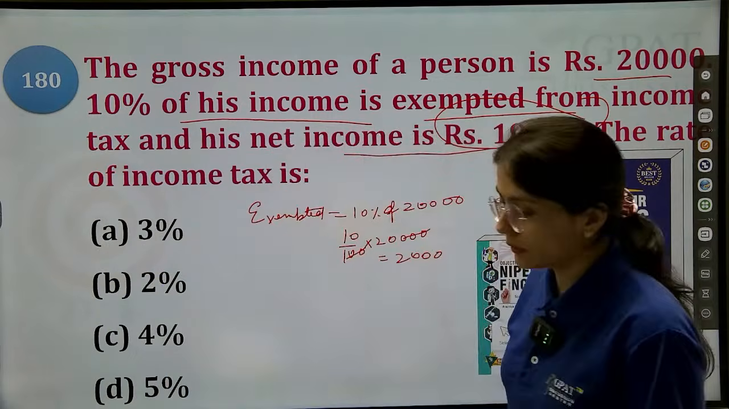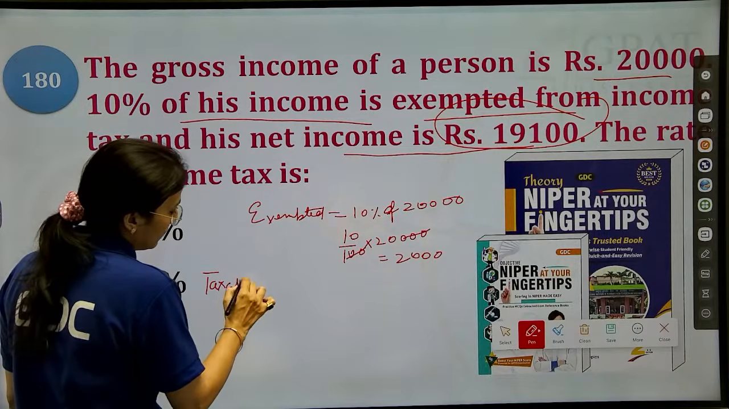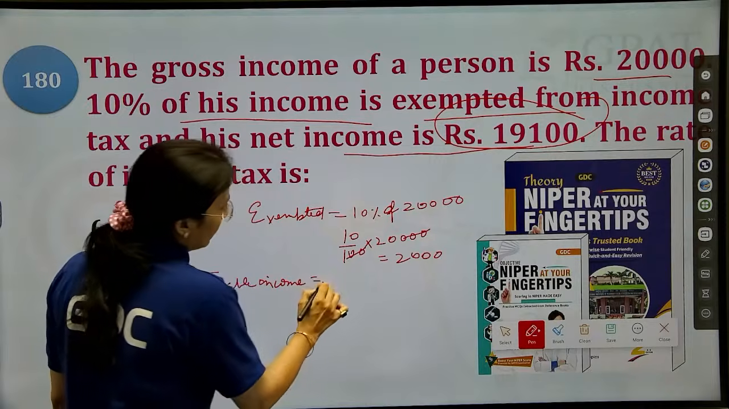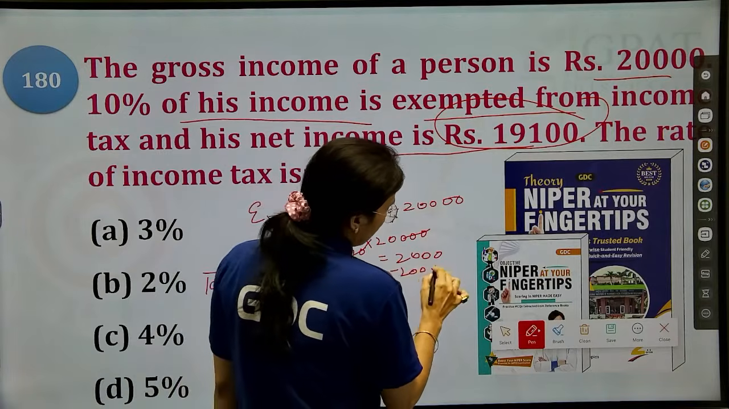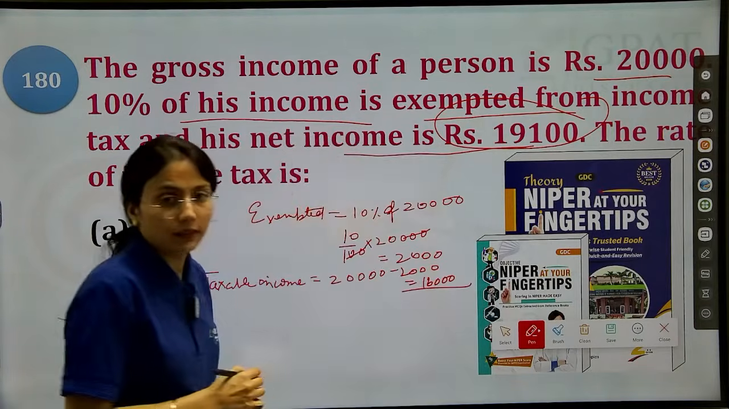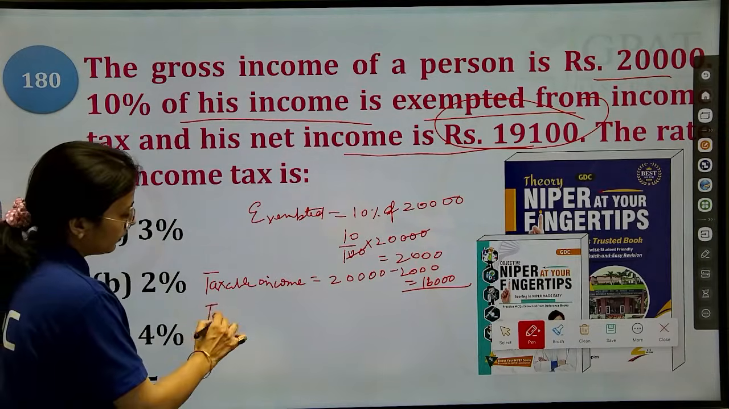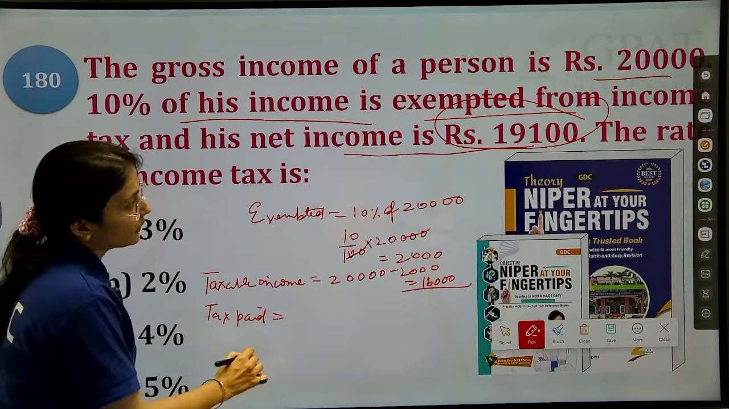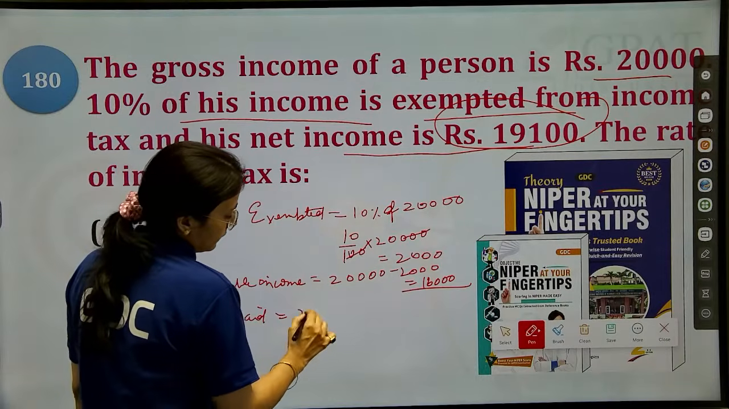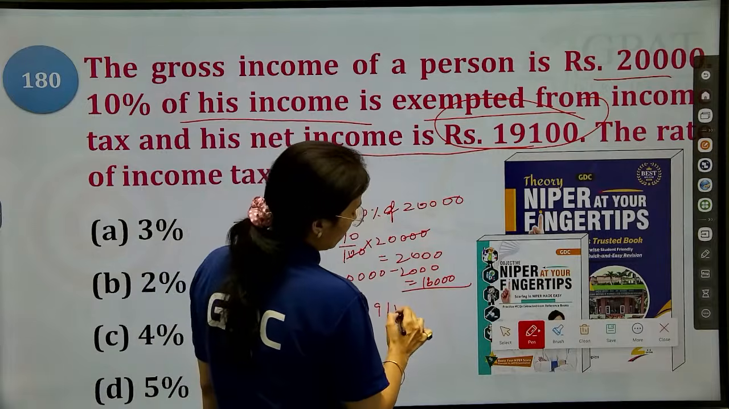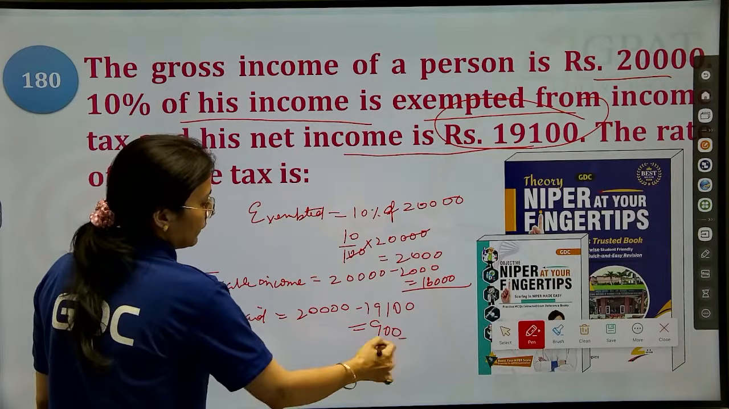So that is 2,000. Now taxable income, that is 20,000 minus 2,000, that is 18,000. Now tax paid is how much? That is 20,000 minus 19,100. So we get what? That is 900.